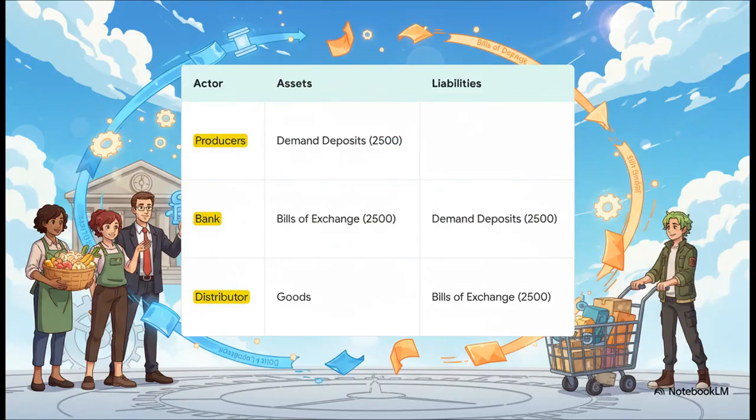This table lays out exactly what just happened. You can see the producers now have $2,500 in deposits as an asset. The bank holds the distributor's IOUs as its asset, balanced out by the new deposits it created, which are its liability. Meanwhile, the distributor has the goods, with the IOUs as their liability. The bank's balance sheet has expanded, and in doing so, it has literally created money.